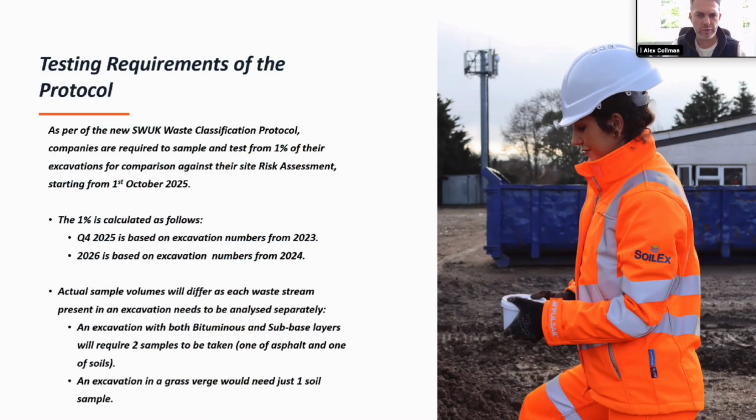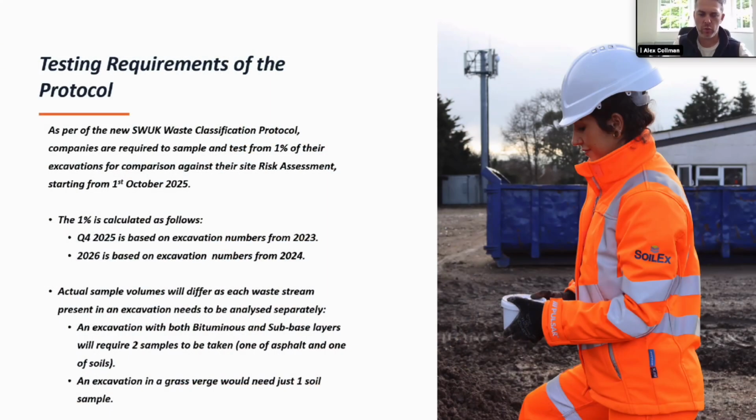So as it's starting on 1st of October, you're looking at Q4 of 2025, and the sampling numbers that each business needs to do is based on the excavation numbers from 2 years prior. So if you look at what the requirement is for Q4 2025, that is based on your 2023 numbers but prorated for the last 3 months, and then your 2026 excavation numbers are based on 2024 excavations. So as a guide, if you are doing 1,000 excavations a year, you would need to sample from 10 excavations per year and then analyse those.